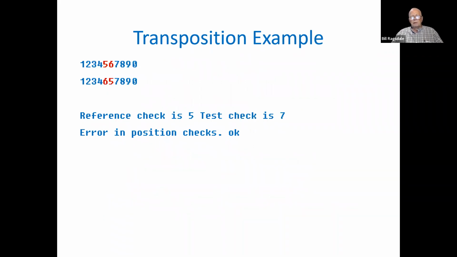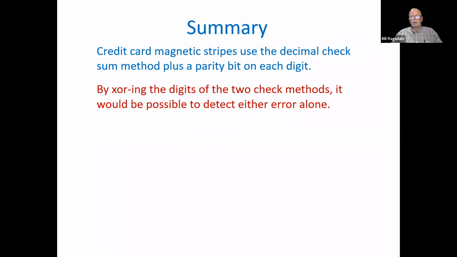This is the output of that routine. It gives us the input numbers, 1, 2, 3, 4, 5, 6, 7, 8, 9, 0, and the test number 1, 2, 3, 4, 6, 5, 7, 8, 9, 0. The code correctly calculates the reference check is 5, and the test check is 7, and there is an error check. There is an error revealed.